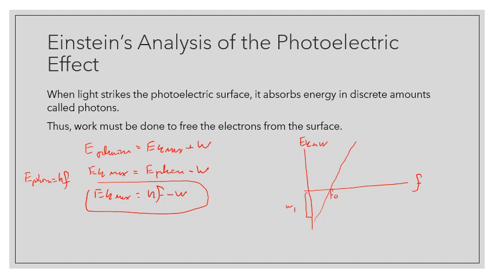If we have another frequency here, this is f01, f02. This meets the y-axis here. This is the work required for this one. Something interesting about these lines is that their slope is the same. Their slope and shape is the same, and the slope is actually Planck's constant, which is really interesting.